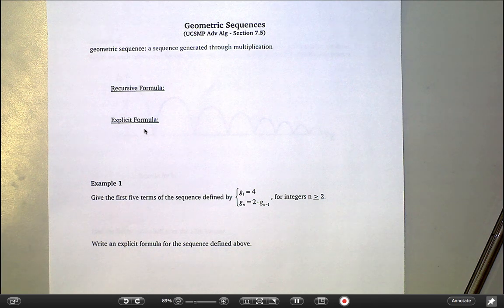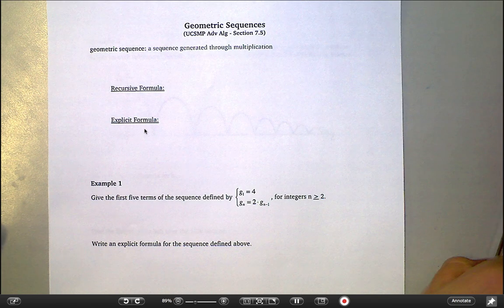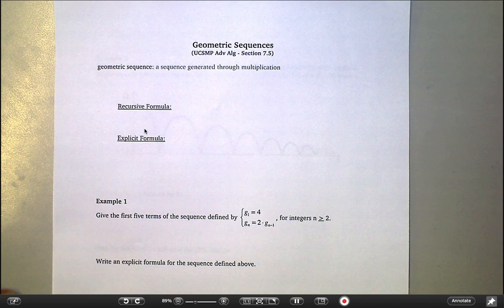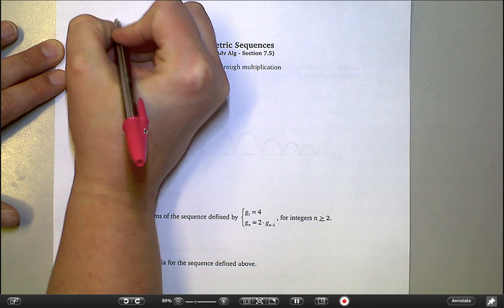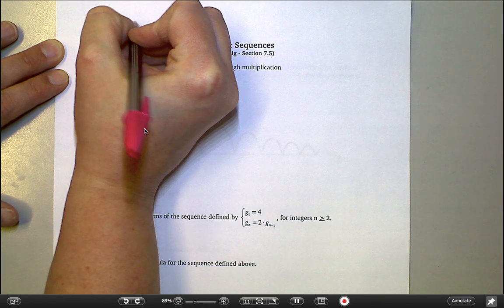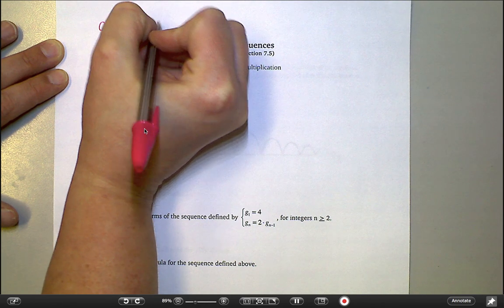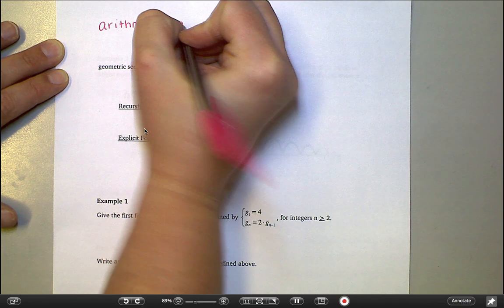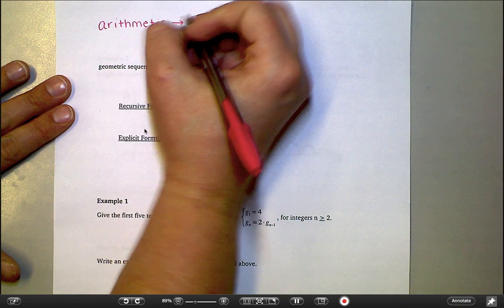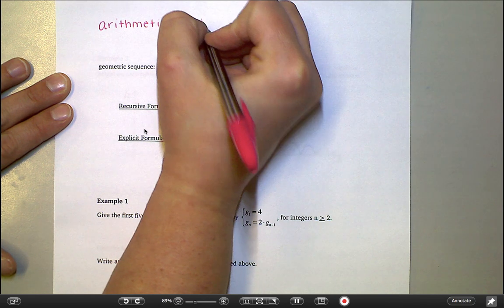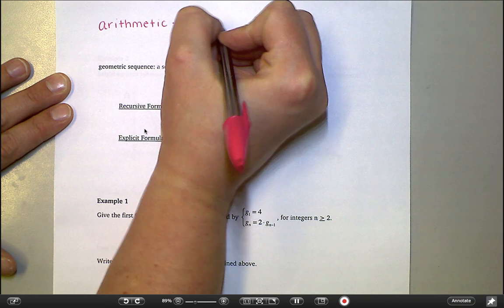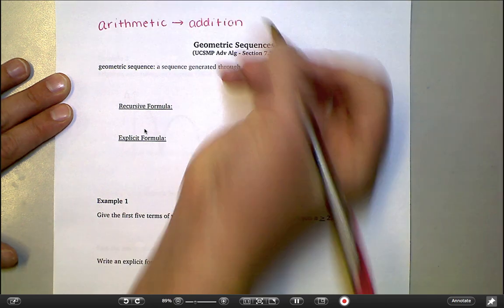But I want to remind you of another type of sequence that we talked about earlier in the year. I don't know that you necessarily need to write this down, but I just want to be able to compare the two things. So earlier in the year, we learned about arithmetic sequences. We covered that back in chapter 3 with linear functions, because what we discovered is that arithmetic sequences actually form linear equations. Arithmetic sequences are created through addition, or subtraction.